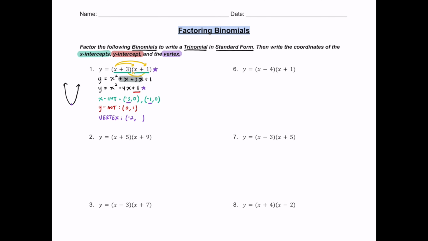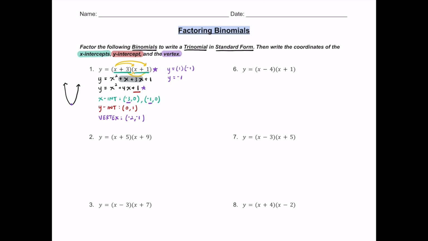Either one's going to be okay, and it'll help us find out where the y value for the vertex is going to be. For the purposes of this one, I'm going to plug it into the first one. So if I plug in -2 into the first binomial, then -2 plus 3 is going to be 1. And then -2 plus 1 is going to be -1. So if we multiply those out, y would equal -1. So for the vertex, we will get (-2, -1).